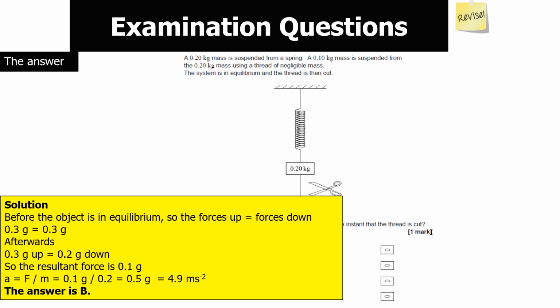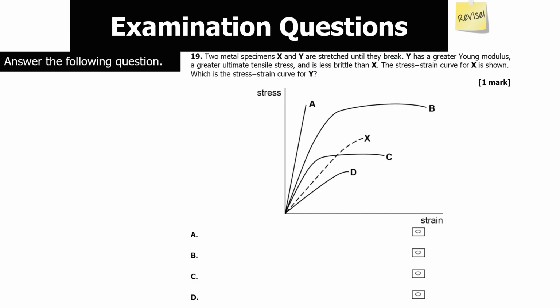So therefore our resultant force is the difference, which is 0.3 g minus 0.2 g, so it's 0.1 g. Acceleration is the resultant force divided by the mass. So it's 0.1 g divided by 0.2, which is 0.5 g. g is 9.81, so it's 0.5 times 9.81, which is 4.9 meters per second squared. The answer is B.